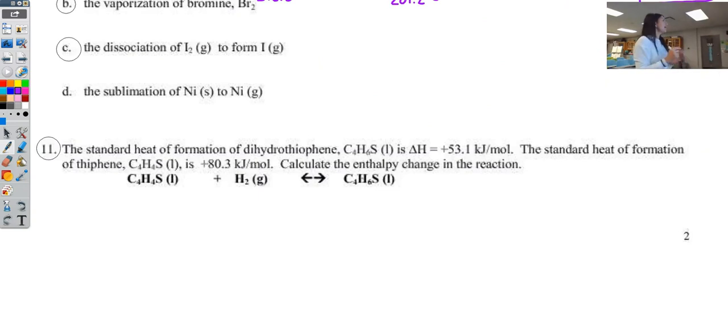And this last one down here, the standard heat of formation is delta H equals this value. The standard heat of formation of this one is positive 80.3. Calculate the enthalpy change in the reaction. You already know that hydrogen is 0, so it's simple product minus reactant.